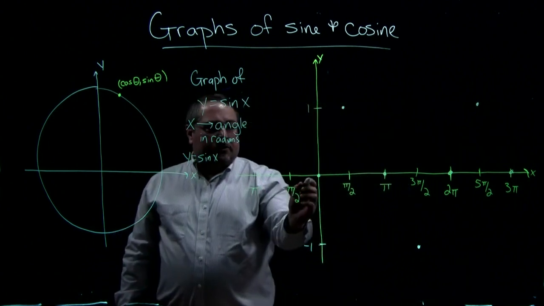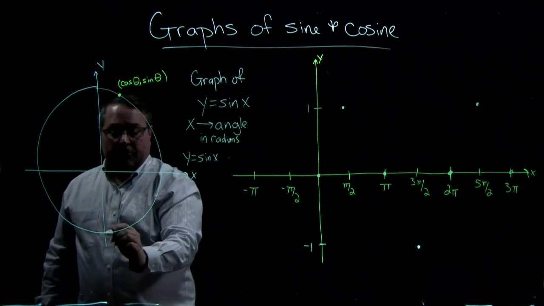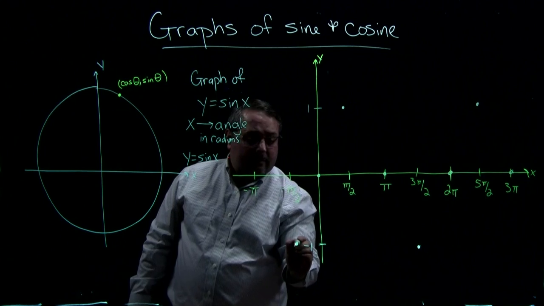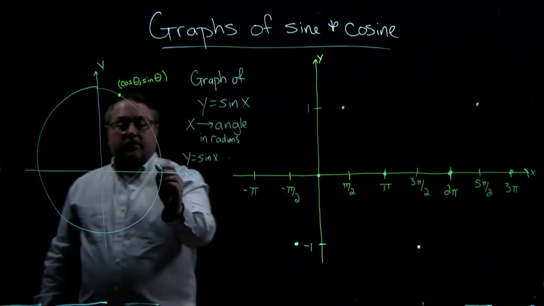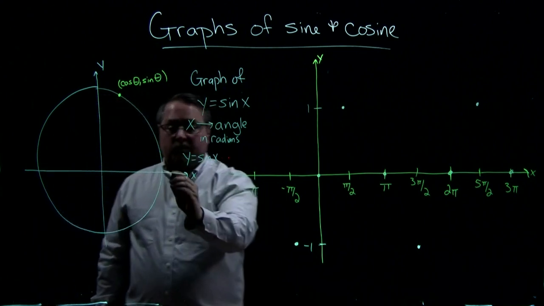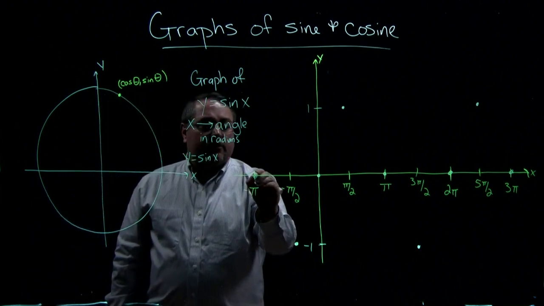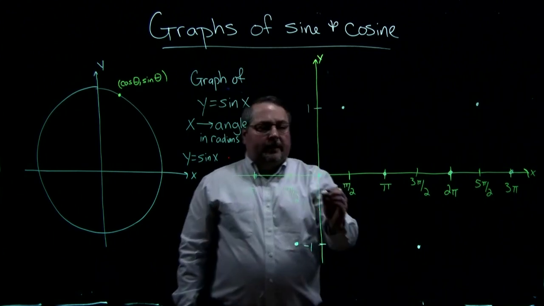Okay, moving backwards, the angle negative pi over 2 is coterminal with 3 pi over 2. So the sine value is negative 1. And the angle negative pi is coterminal with pi. We move clockwise a half rotation. So the sine value is 0. Okay, and then we just go ahead and connect the dots.